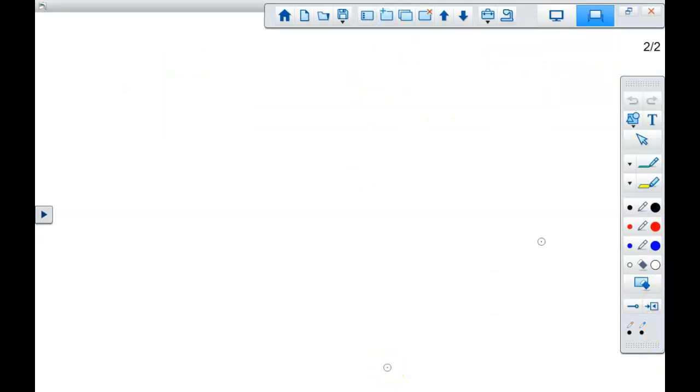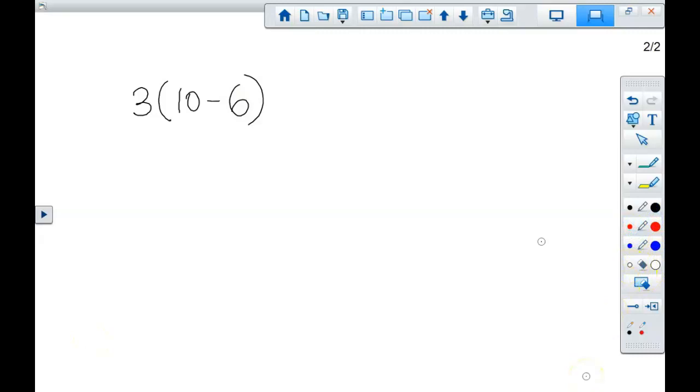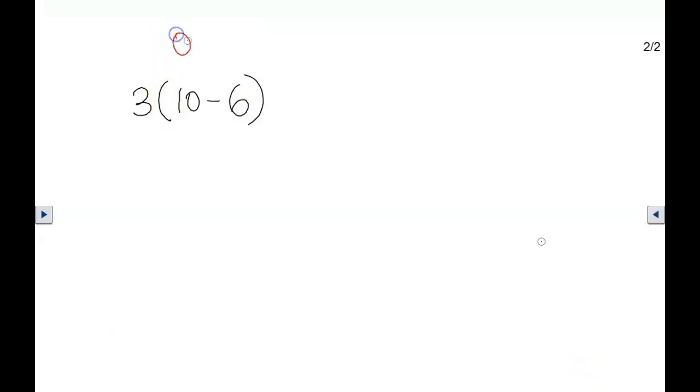Now, one of the things that I should remind you about here is that distributive will also work when you have subtraction. So let's say I have 3 times 10 minus 6. Now again, let's approach this the same way. Let's do this problem first.